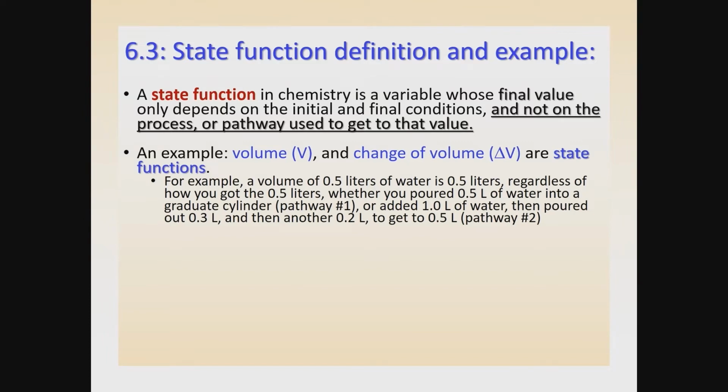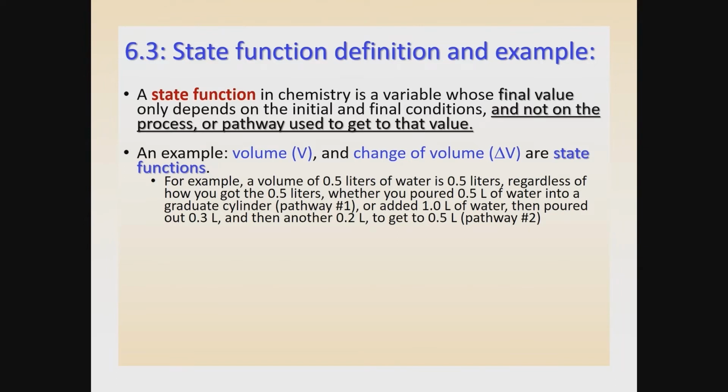Now, let's say you dump that out. You go back to the tap, but you get the half liter of water in maybe a different way. So this time you go to the tap, you turn it on, and you fill up the graduated cylinder all the way up to 1 liter of water. But again, you need to get a half liter of water, right? So you've gotten too much. So what you have to do is say, maybe you dump out 300 milliliters of that water, and then you dump out another 200 milliliters of water. And now you're at a half liter.